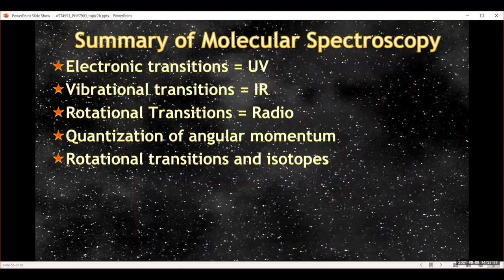So in this video, we talked about the electronic transitions in molecules that give us UV lines, the vibrational transitions that give us infrared lines, and the rotational transitions that give us lines in the microwave or radio range. We talked about the idea that we're always quantizing these properties. So whether it's the vibrational energy or the rotational angular momentum, there is a quantization. And then we also talked about how in the molecules, we can see the difference between isotopes. And so that gives us another thing that we can use to diagnose what's going on out in space.